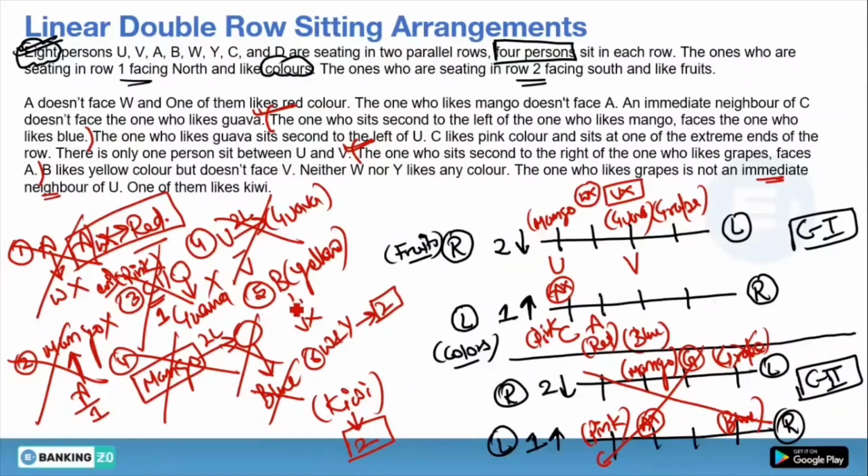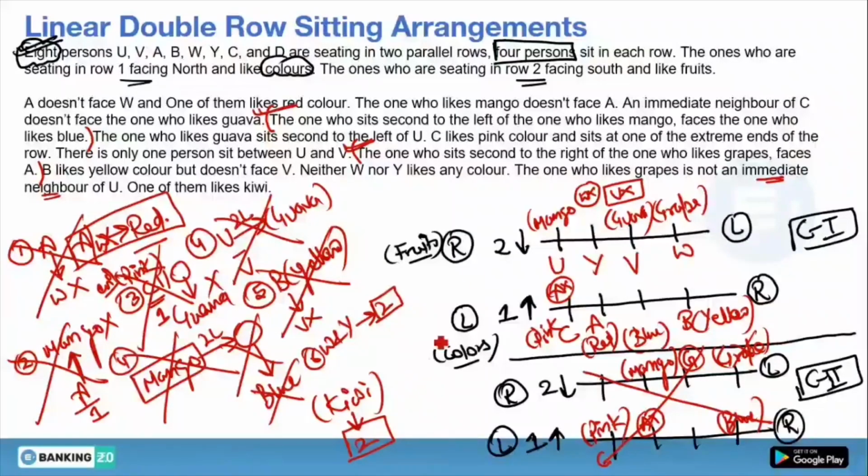Okay, so hint number 5, B likes yellow color and is not facing V. So B will come on row number 1 only and there is only one seat left in row number 1, that is this one. B will come here only and he is not facing V. Okay, now this hint we have completely used. Now 6th hint, W and Y will come on row number 2. W is blocked here, so Y will come here and W will go on the grapes.